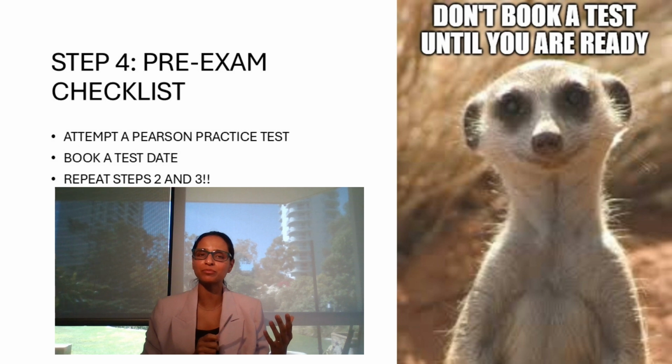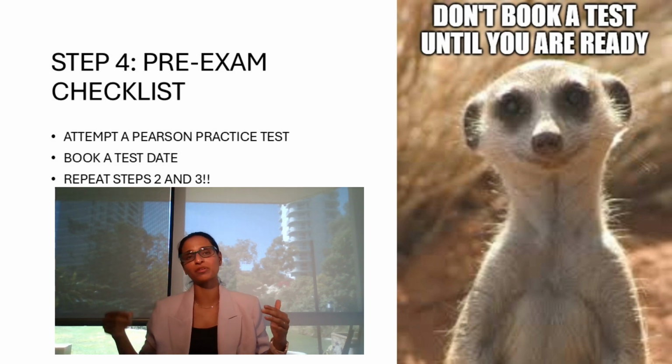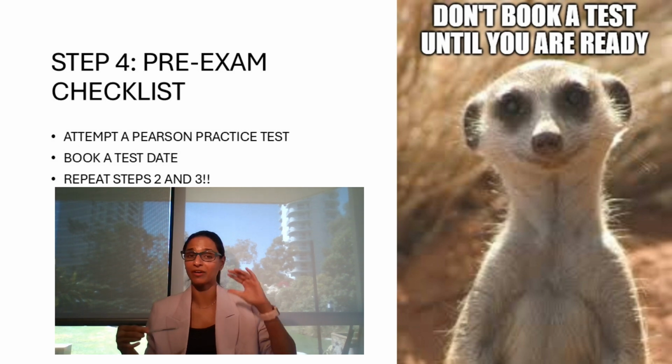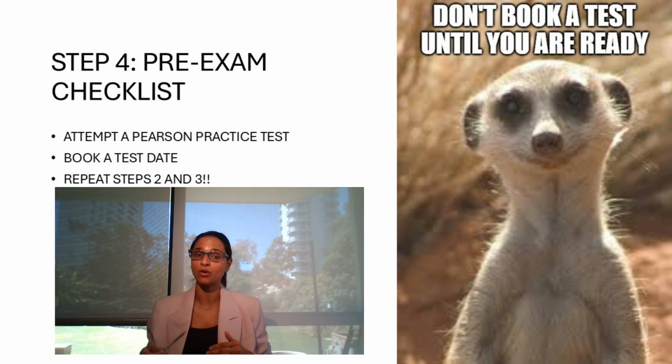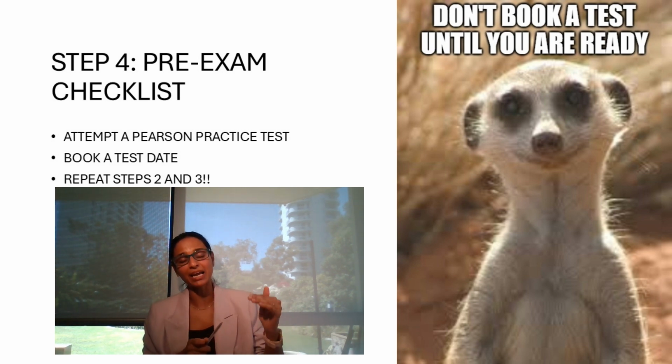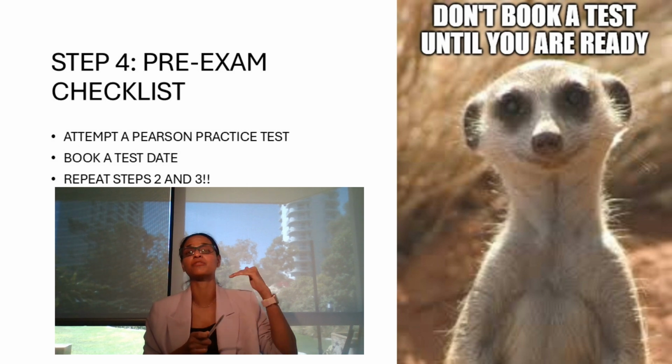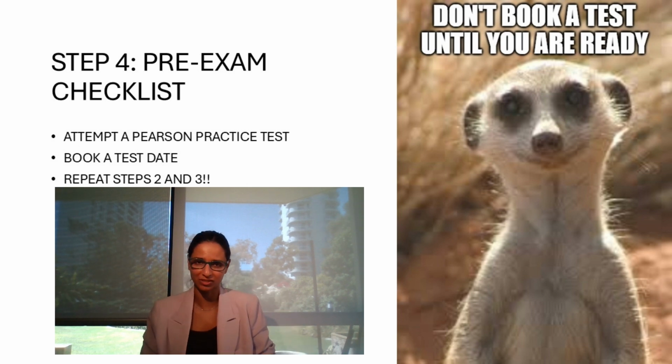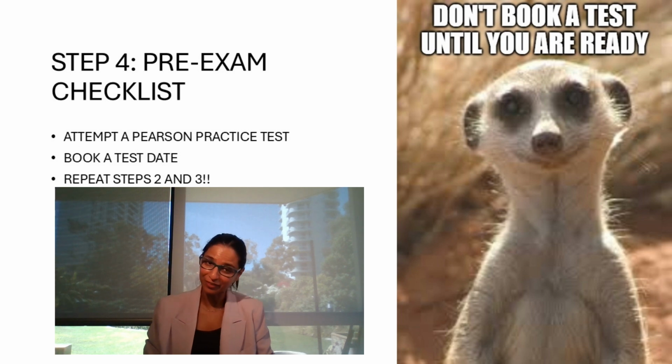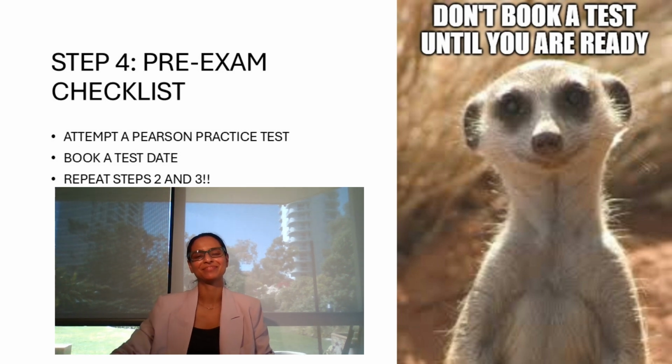Do a Pearson practice test. See how you went. If there was no improvement from your starting point, where I said know thyself in step 1, we're already at step 4. You book a test date only after you know there's significant improvement and you're very, very close, if not above your required target score. Then you book a test. And in the meantime, while preparing for that, you repeat steps 2 and 3.